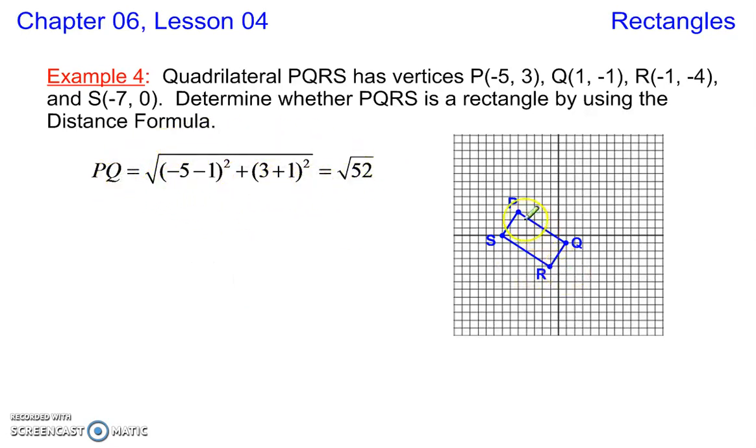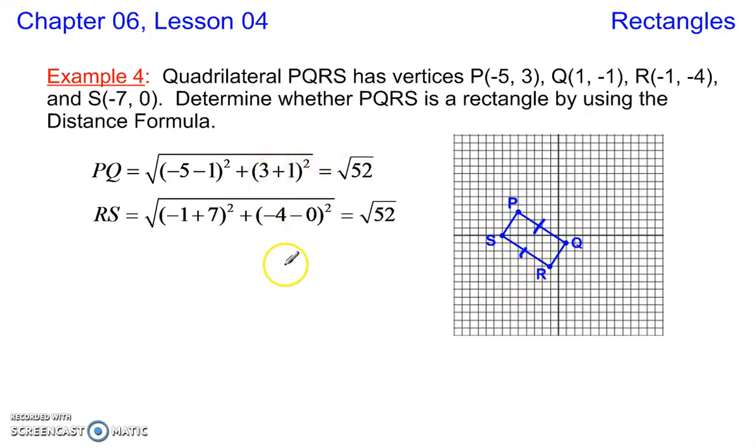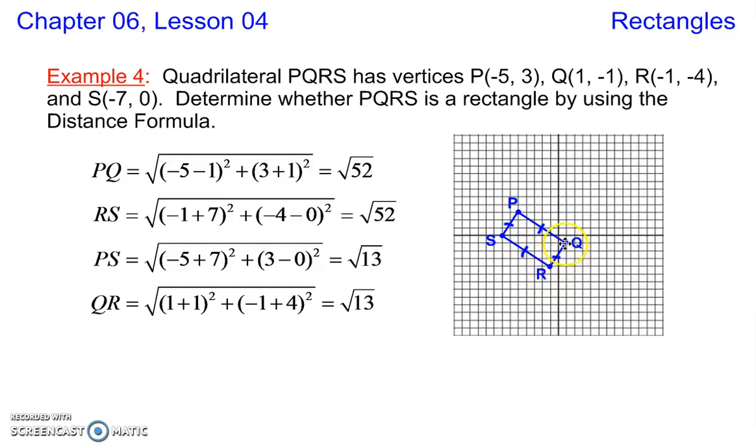Distance formula right here. So we know PQ is the square root of 52. And RS is also the square root of 52. So we know that these two sides are congruent. All right. And then let's see, PS, this one is square root of 13. And then if we work out QR, that's also the square root of 13. So we know we definitely have a parallelogram here. We know opposite sides are congruent. That's a parallelogram for sure. We want to know, is it a rectangle?